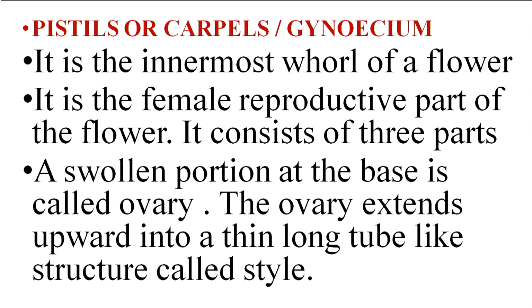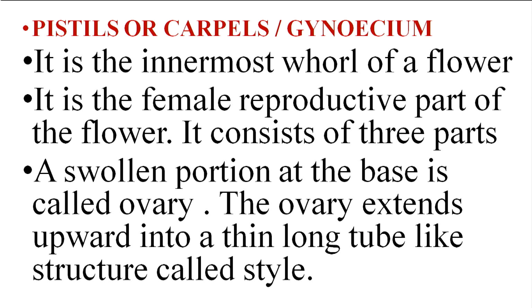The next one is the pistil, or it is called carpels. It is also called gynoecium. It is the innermost whorl of the flower, and it is the female reproductive part of a flower. It consists of three parts.